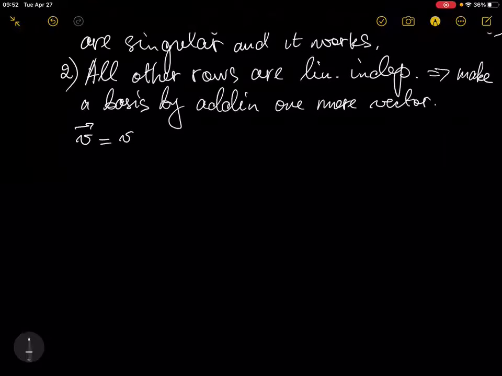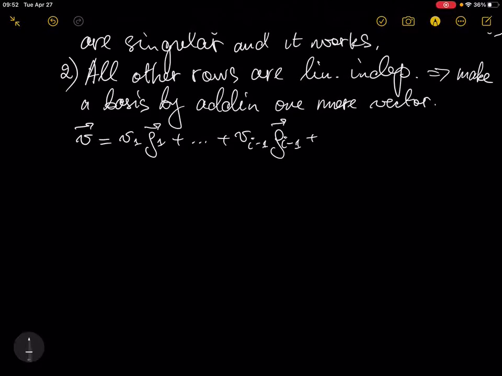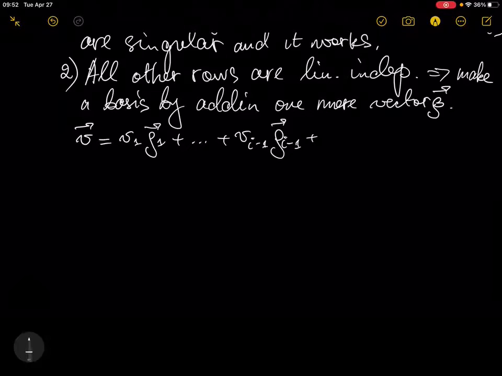So essentially it will be V1 row 1 plus and so on, plus V(i-1) row i minus 1, plus the ith term with beta, plus V(i+1) row i plus 1, plus and so on, plus Vn row n. And in the same way, we represent our vector W with respect to the same basis.